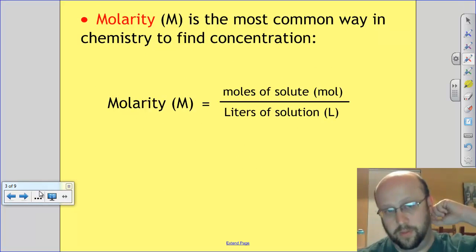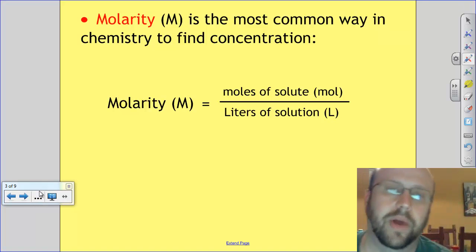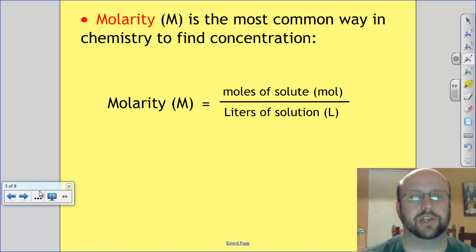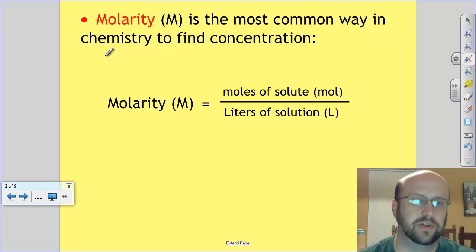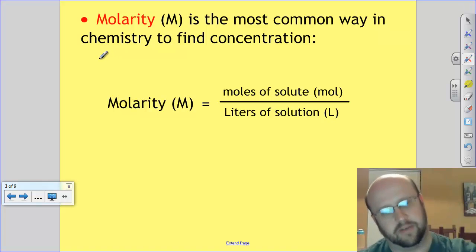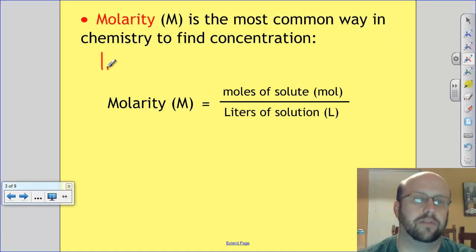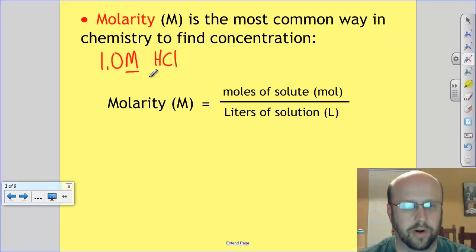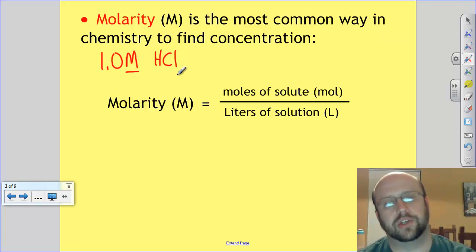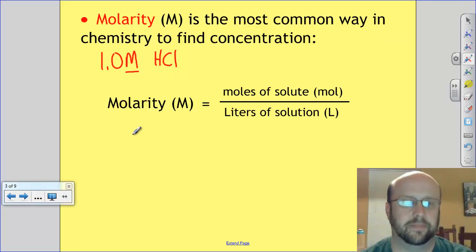So the main way, this is the most common way in chemistry that we're going to use concentration, is something called molarity. If you went into the chemical closet and you pulled out some of the flasks that have labels and stuff on them, I've labeled them, and you might see something that says something like this on it. It might say 1.0 molar HCl. So that would be a 1 molar, capital M is molar, solution of hydrochloric acid.